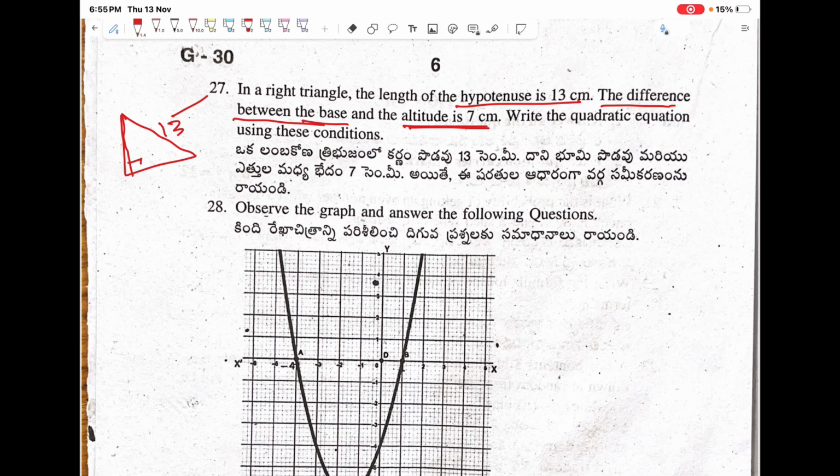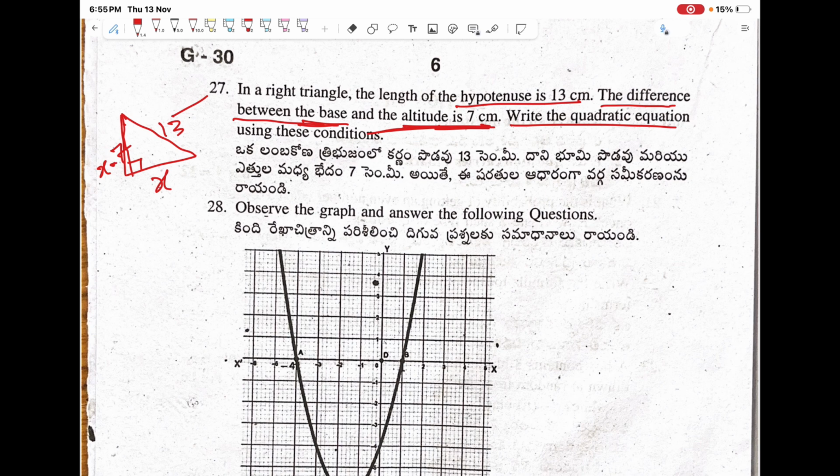So this is the altitude. The base is not given. Only when the base is given can we differentiate the altitude, because the difference between base and altitude is 7 centimeter. If the base is x, then the altitude is x minus 7. Finally, they are asking you to write the quadratic equation by using these conditions.